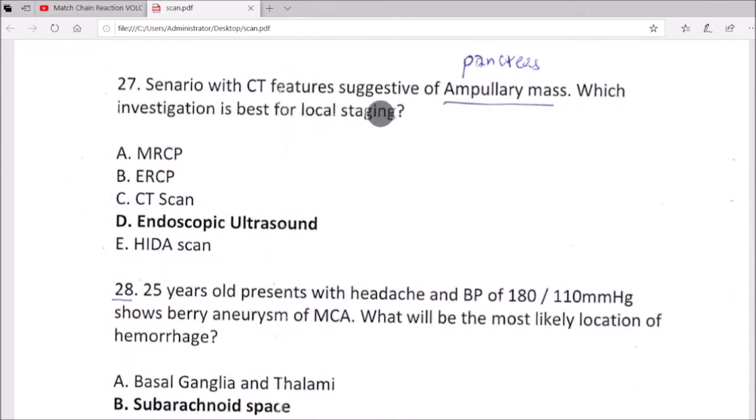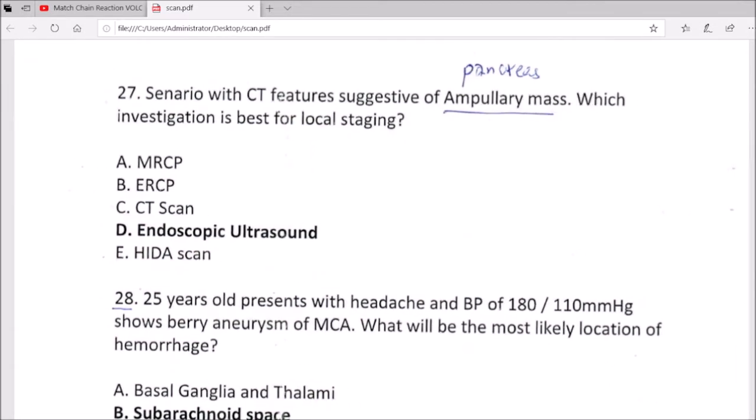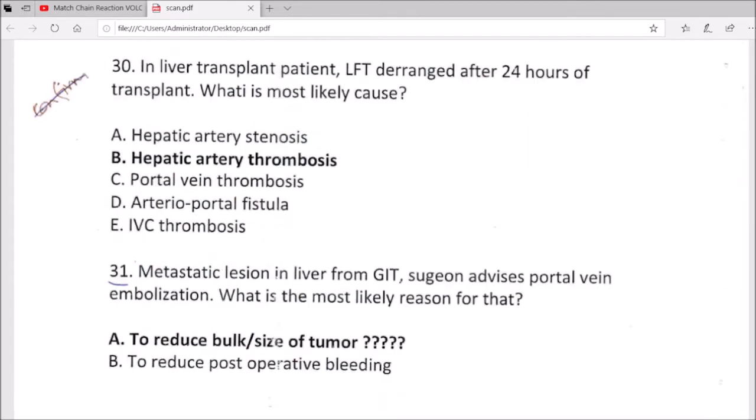Present scenario with CT features such as ampullary mass: which investigation is best for local staging? Endoscopic ultrasound. Ampullary mass in the pancreas, local staging is by endoscopic ultrasound.